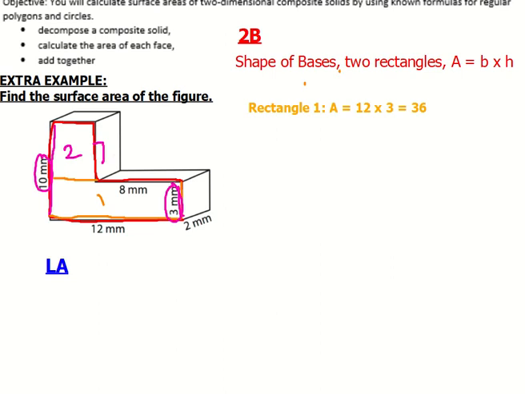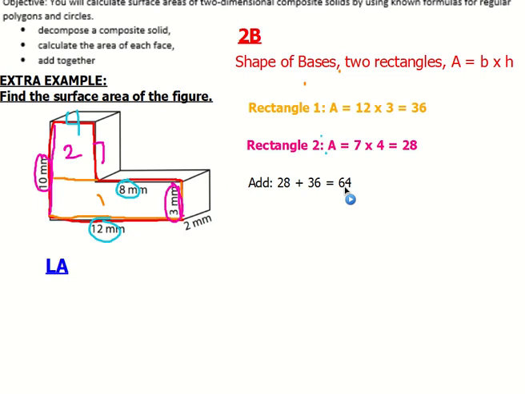And then for the horizontal distance, I get 12 and 8. When I subtract them, I get 4, so this distance is 4. To find the area of rectangle 2, I'm going to do 4 times 7, and I get 28. Then to get the whole area of that front face, I'm going to add that 36 and 28, and I get 64.